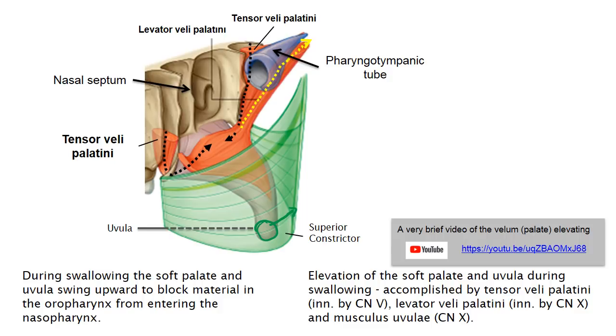So it's important to note here that the tensor veli palatini is innervated by cranial nerve 5, and the levator veli palatini is innervated by cranial nerve 10. And to help me remember which is which, tensor has T-E-N-S-E, it tenses, and that's 5 letters. And then the levator must be the other. Also, note that the tensor veli palatini starts with a T, and so does trigeminal. That helps out as well.